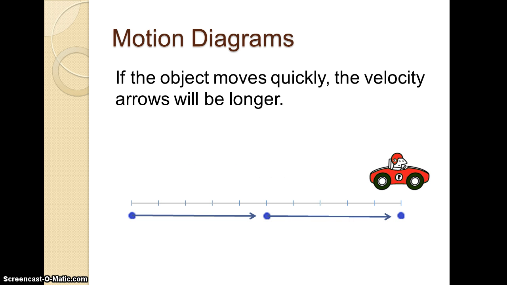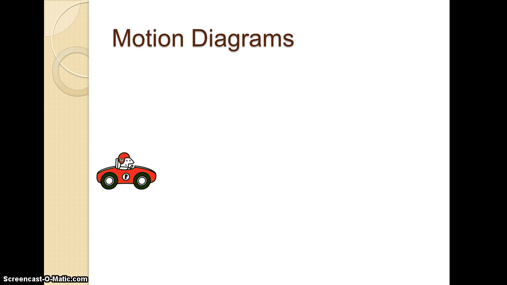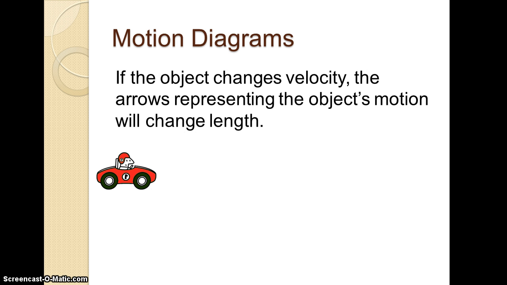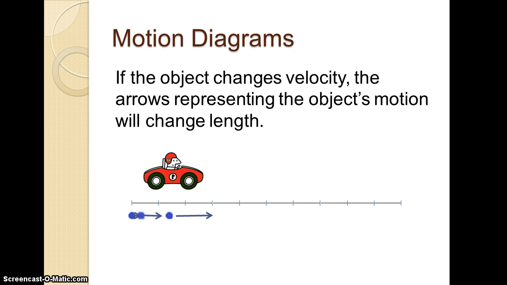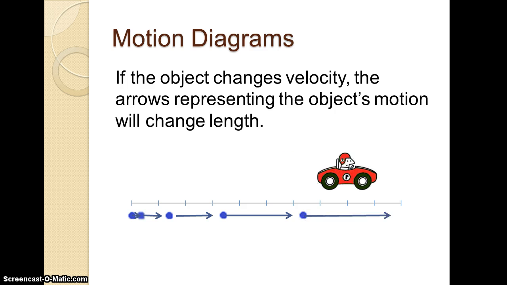For a fast-moving object, the dots are going to be far apart, and the velocity arrows are going to be longer. If the object changes velocity, the arrows representing the object's motion will change in length. This object is speeding up, so the velocity arrows get longer as the object moves.